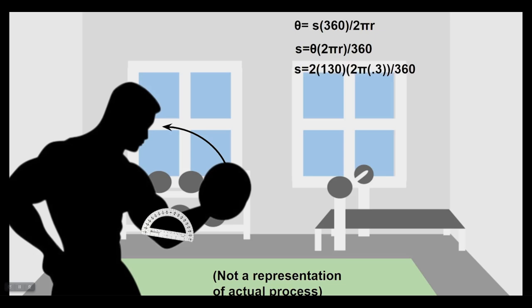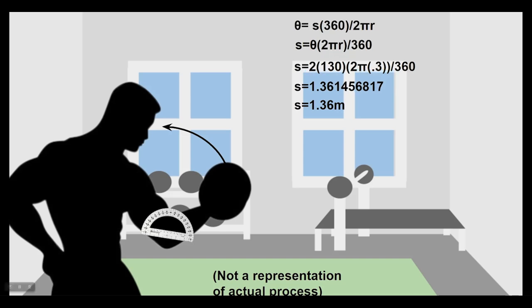Now that we have all of our units, we can plug them into the equation and get our answer. We get the equation S equals 2 times 130 times 2 pi times 0.3 over 360. This simplifies to 1.36 meters. Lastly, we'll find the magnitude of the average angular velocity of the object throughout the motion. To do this, we'll use the equation velocity equals delta over time. Since we already know delta, all we need to do is measure the time. The time is about 6 seconds, and plugging our numbers into the equation, we get 43.3 degrees a second.